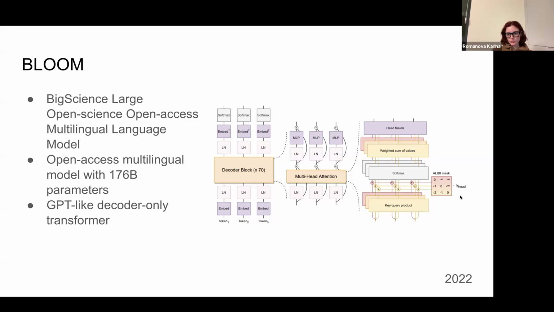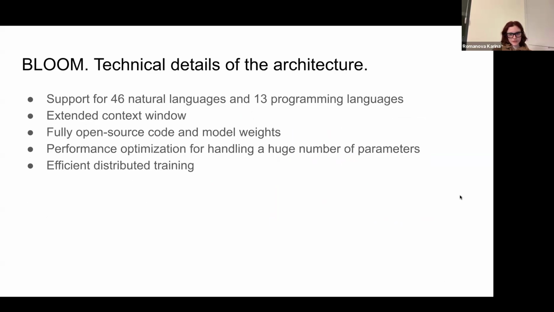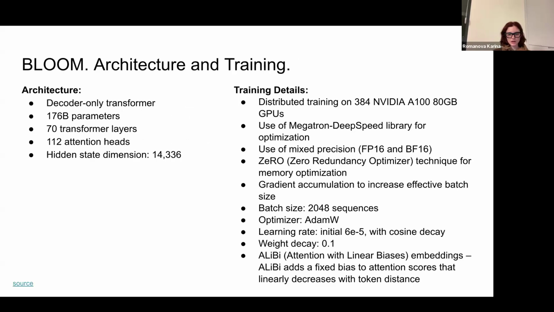Let's talk about some technical and architectural details. Bloom is a decoder-only transformer with 70 layers and a hidden state size of 14,336. It uses 112 attention heads to process language, making it highly capable of handling complex linguistic structures.